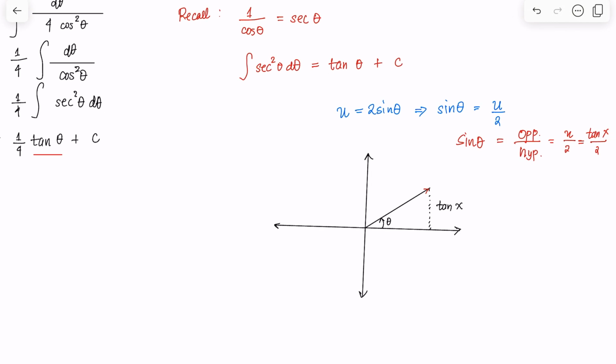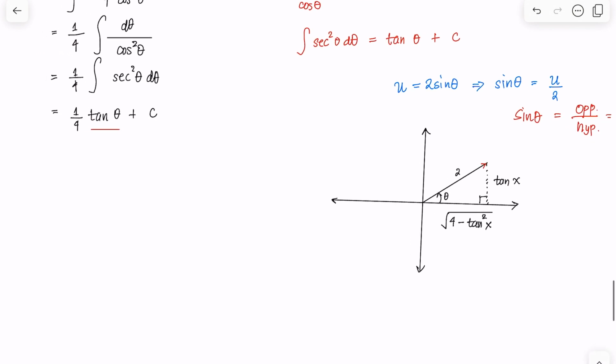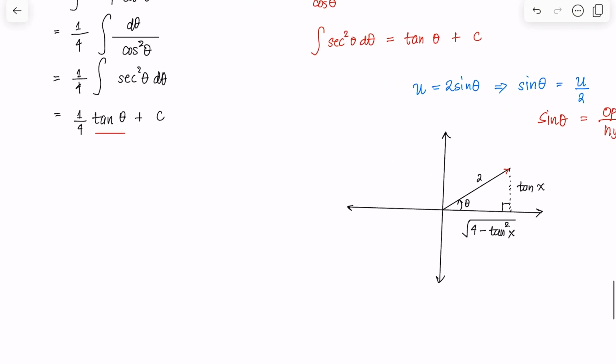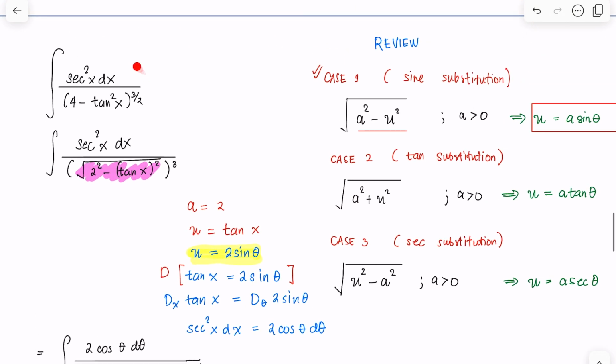So if this is your 90 degrees, this is your hypotenuse, and this part here is simply the square root of 4 minus tan squared x. Now, if you wonder why that is the square root of 4 minus tan squared x, you simply use the Pythagorean theorem to do that. But I'm not going to look into the details because it's very basic. So now we're going to express, as I've said, the tan theta into something in the original variables, which are in x. So how do we do that?